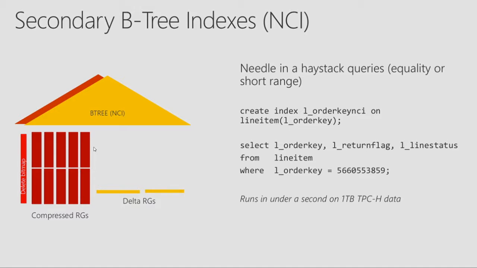These are maintained automatically as you load data into your column store. Since they are maintained automatically, there is an overhead, so you do want to have just a handful of these, not hundreds, as it will slow down your loads. We did some in-house experiments with TPCH data by creating a B-tree index on order key, and the query to search for a certain order returns in sub-seconds on a terabyte of data.